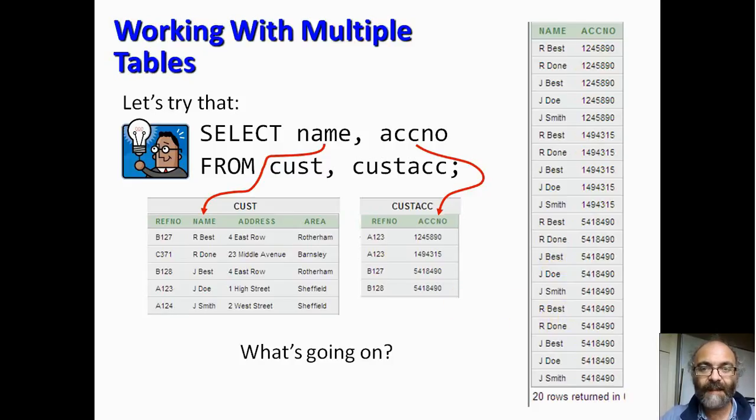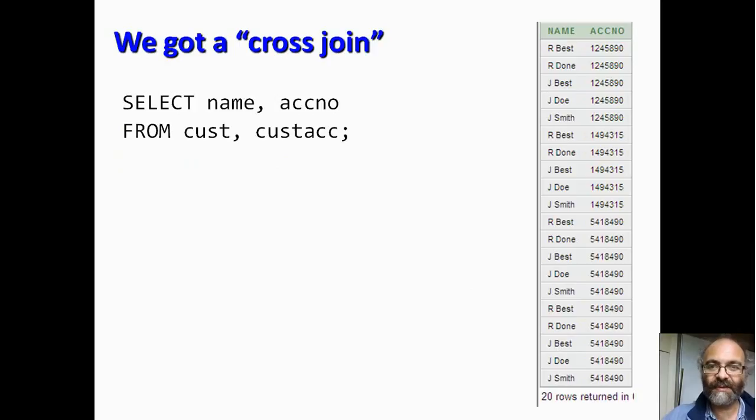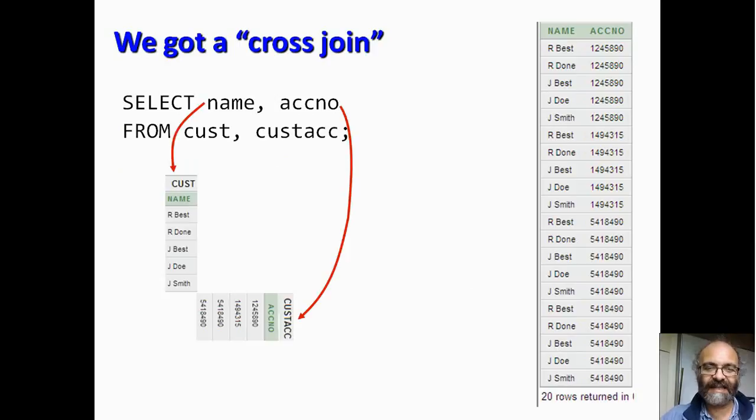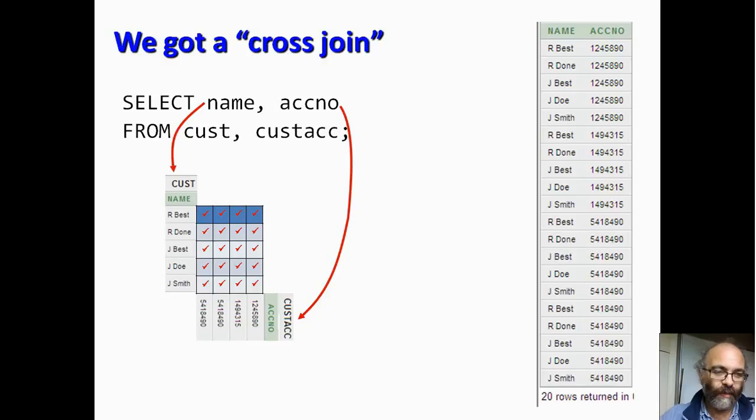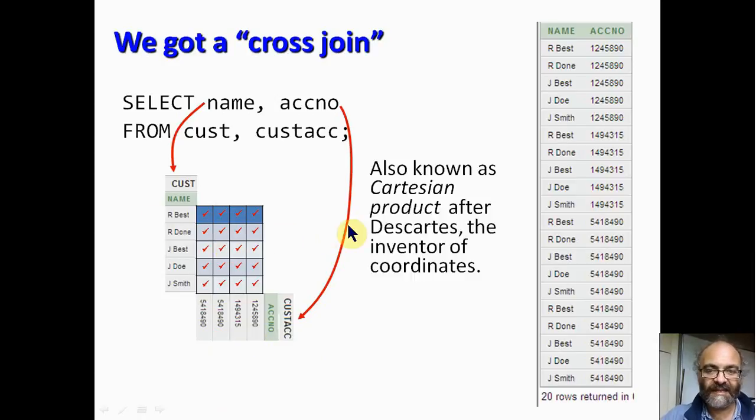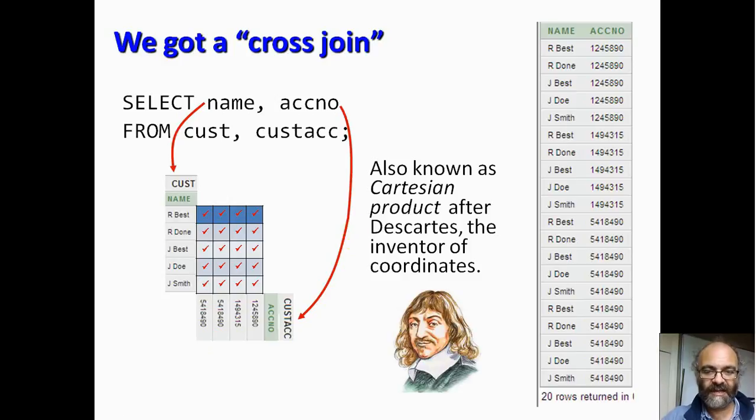So what's happening? What we got is what we call a cross join. Every result has been matched with every other result, giving us a complete table that puts together our best with every possible customer account, and so on with all of the other ones. Sometimes the cross join is also called a Cartesian product, after Descartes, you know, the mathematician who invented the idea of coordinates and used it with so many things. And you can see this looks vaguely like coordinates.